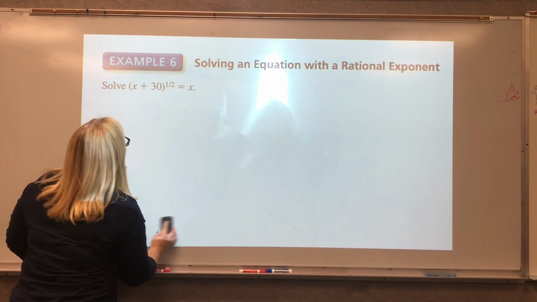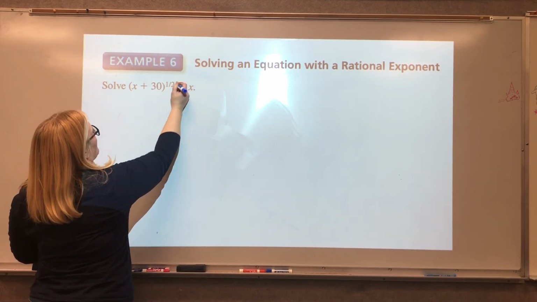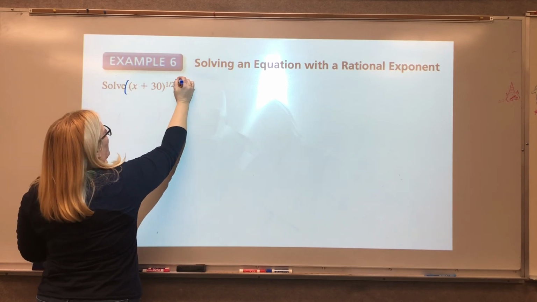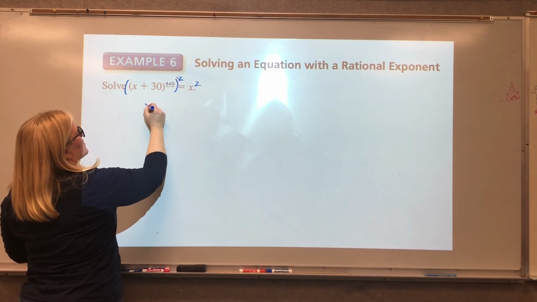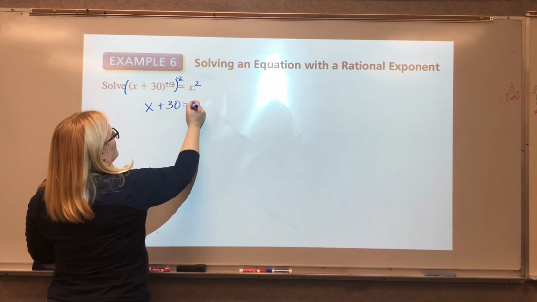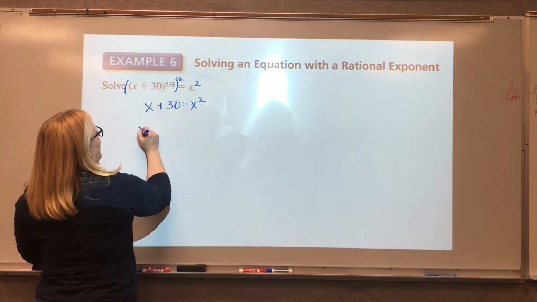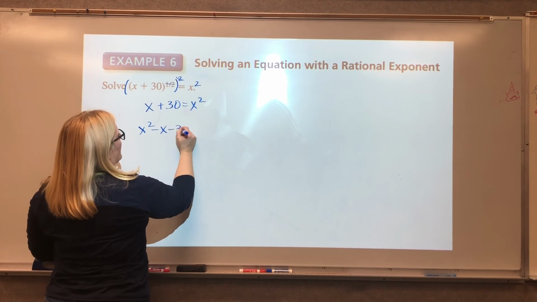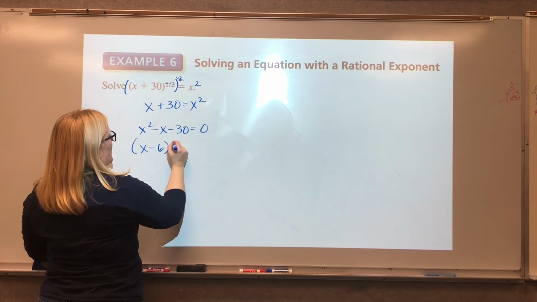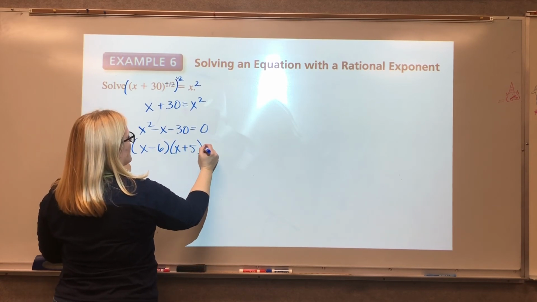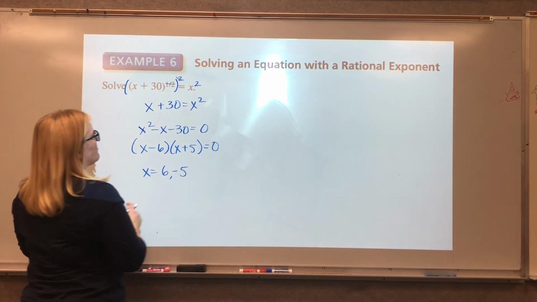This is the same thing as just saying taking the square root of this, right? So if I'm taking the square root of that, that means that I just need to square both sides. That makes that go away. So I have x plus 30 equals x squared. And so now let's get everything over to one side. So x squared minus x minus 30 equals 0. X minus 6 times x plus 5, this is when I factor it. And I get x equals 6 and negative 5.